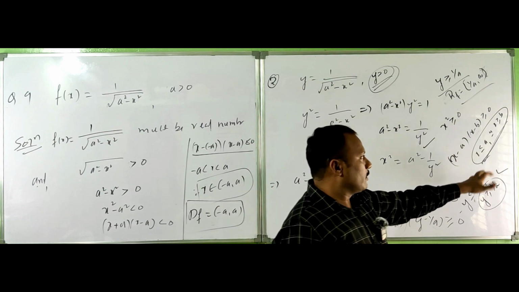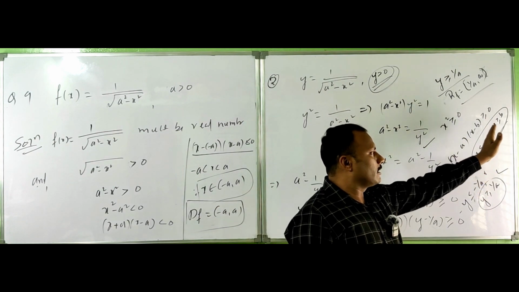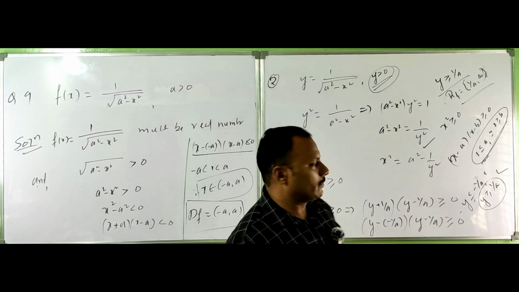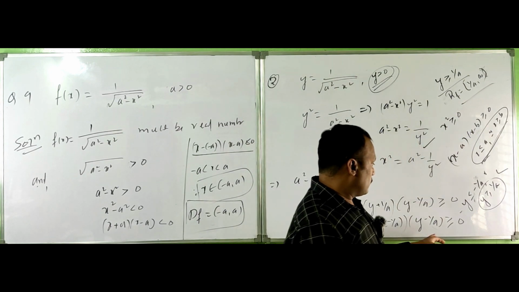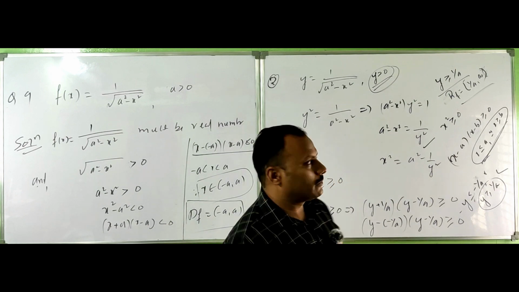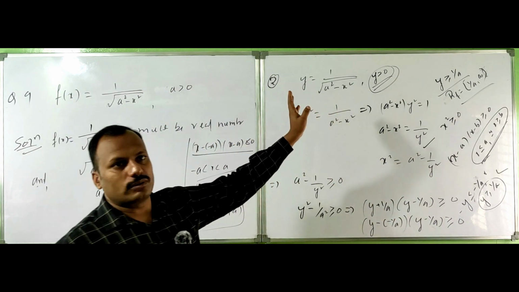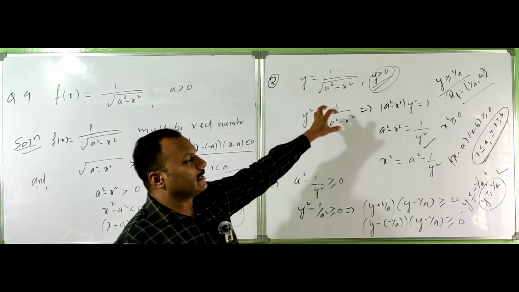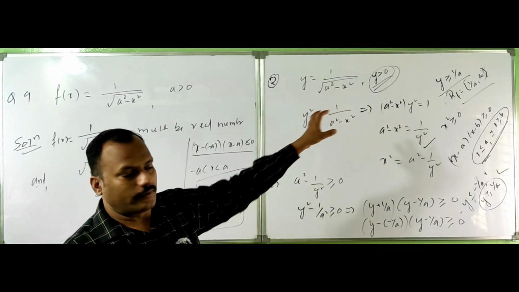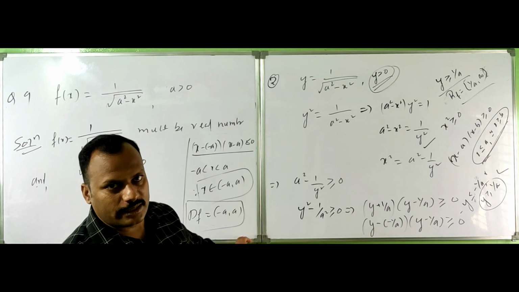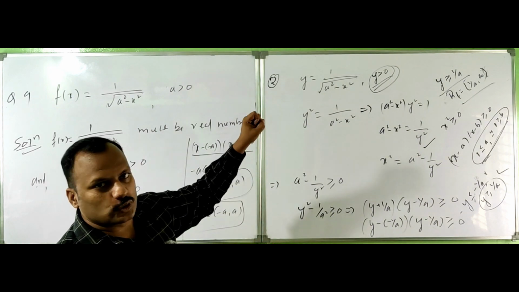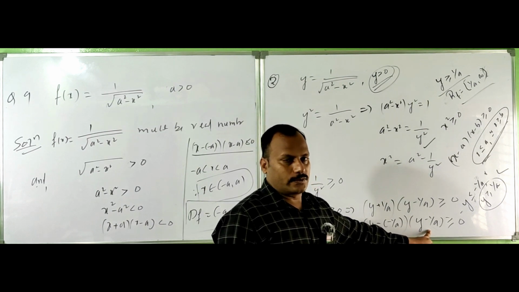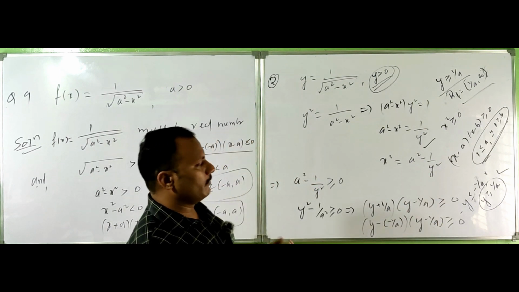Okay. If the condition given is x less than a and x greater than b, then the product of these numbers must be greater than or equal to 0. So I have taken only positive values. Y is positive: y is 1 by root of a square minus x square. For all x belonging to the domain of f, from minus a to a, we are getting positive values. Therefore, I am taking only positive values here. So y is defined on only positive values.